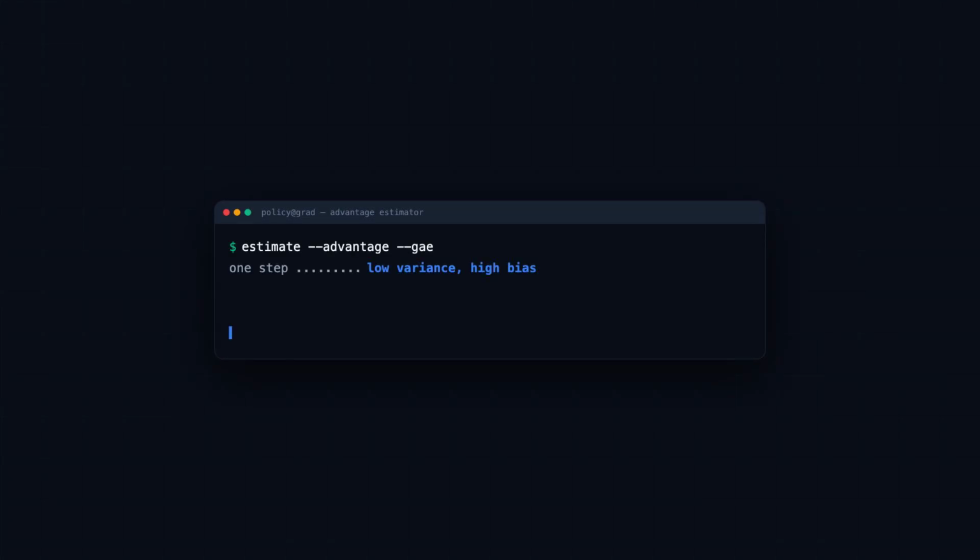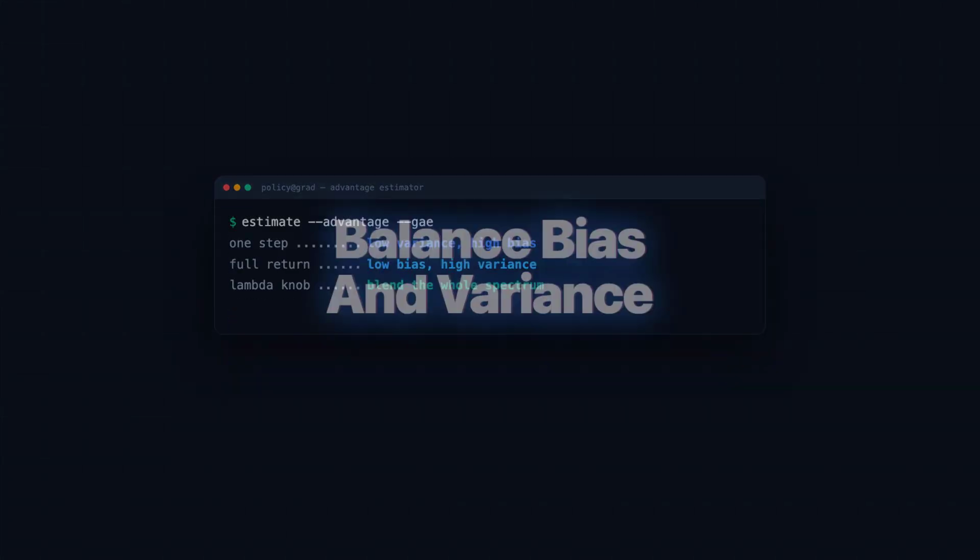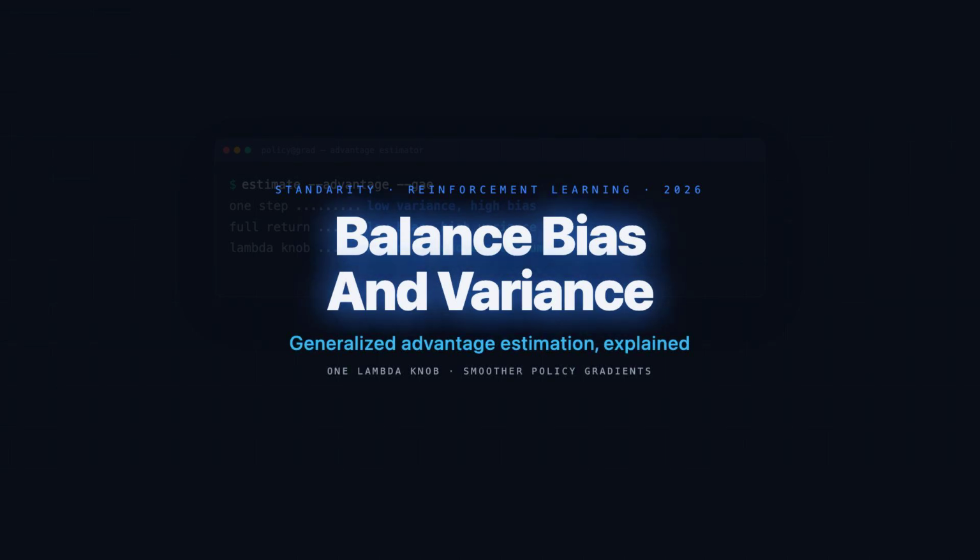Policy gradient methods have a dirty secret. They are wildly noisy. To improve a policy, they need to know how good each action was. And if that signal jumps around from one run to the next, training becomes a slow, unstable mess. So how do we get a clean, reliable measure of how much better an action was than average?